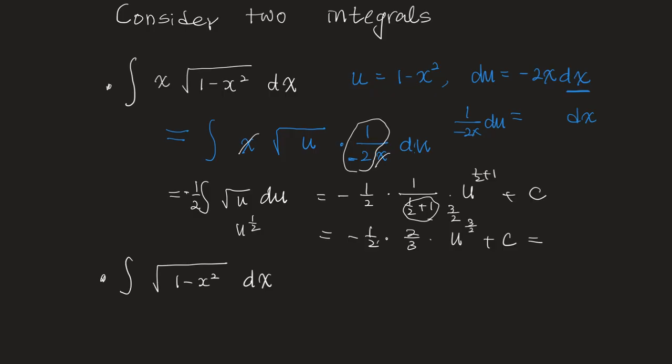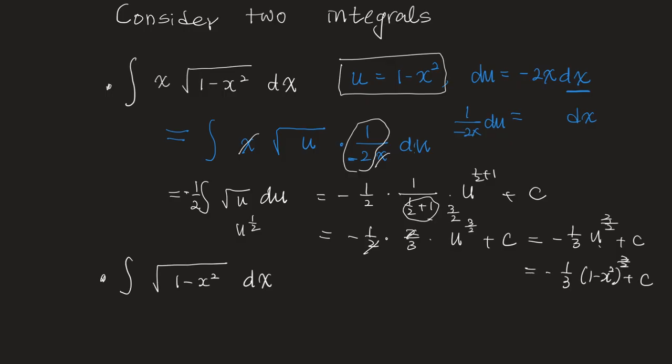Now this cancels out here. Negative 1 over 3, u to the 3 over 2, plus c. What is u going to be? u is right there. So the answer is negative 1/3, 1 minus x squared to the 3 over 2, plus c. So for the first one, we definitely use what? We use substitution.